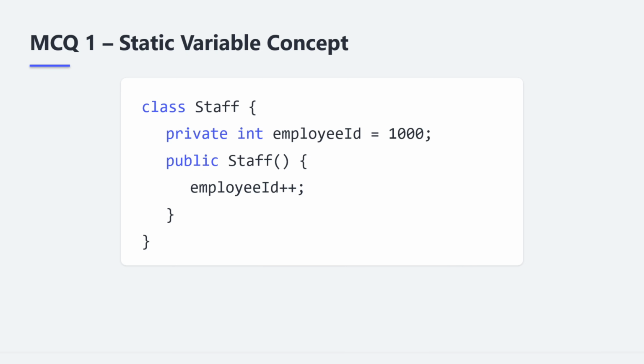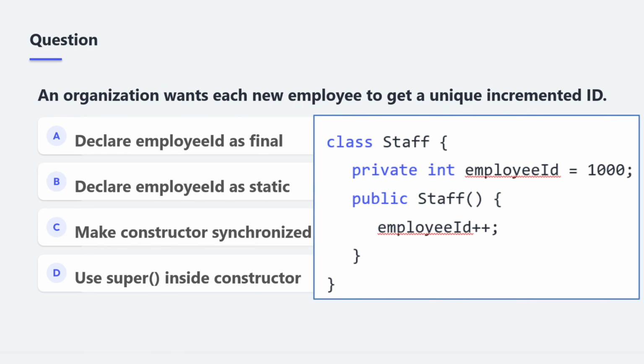Now consider the following Java class. Here we have a class called Staff and it contains a variable employeeID, and inside the constructor the value is getting incremented. The problem statement is that an organization wants each new employee to get a unique incremented ID automatically whenever a new object is created. So the question is, which modification should be made to achieve this requirement correctly? The options are: we can declare employeeID as final, we can declare employeeID as static, we can make the constructor synchronized, or we can use super inside the constructor.